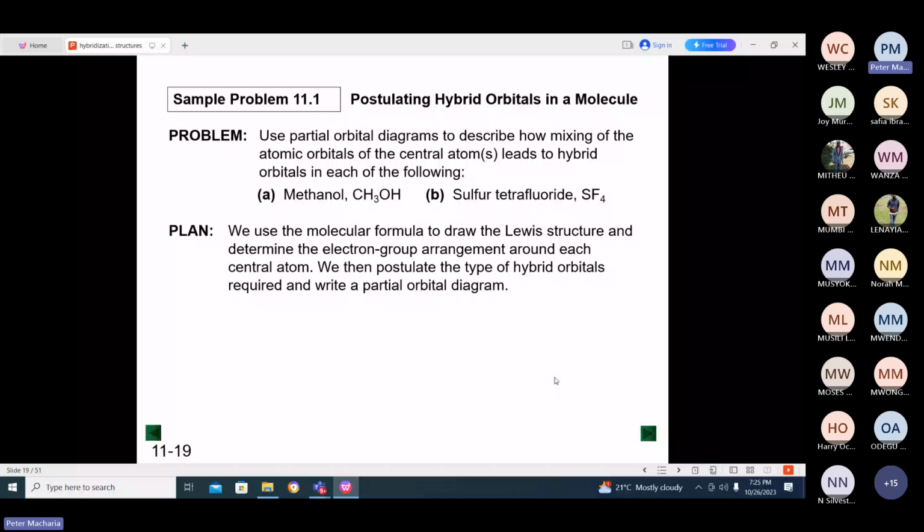So, we use the molecular formula to draw the Lewis structure and determine the electron arrangement around each central atom. To know the type of hybridization, we must think about the central atom and look at how the electrons are arranged in the orbitals, so that we can know the type of hybridization.